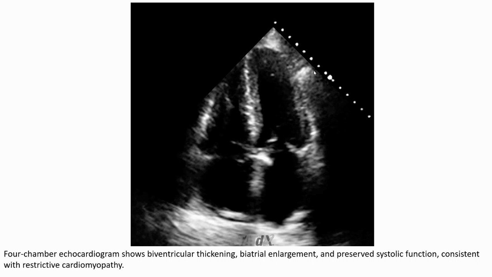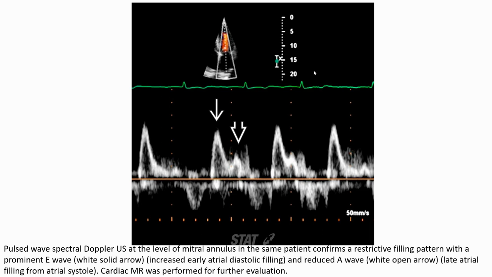First image is an echography. Four chamber echogram shows biventricular thickening, biatrial enlargement, and preserved systolic function consistent with restrictive cardiomyopathy. Pulsed wave spectral Doppler ultrasound at the level of the mitral annulus in the same patient confirms a restrictive filling pattern with a prominent E wave and a reduced A wave. Cardiac MR was performed for further evaluation.